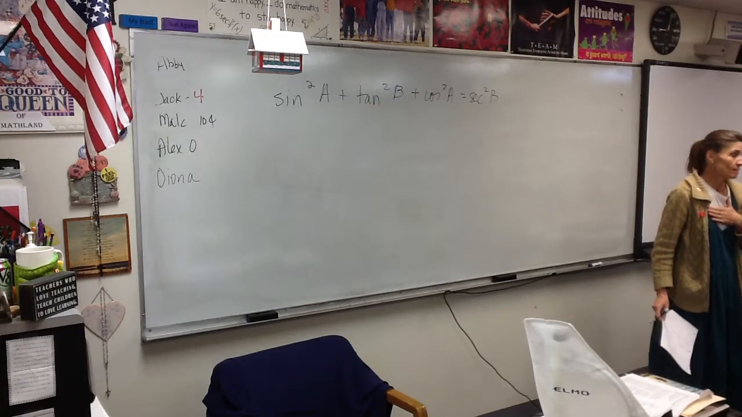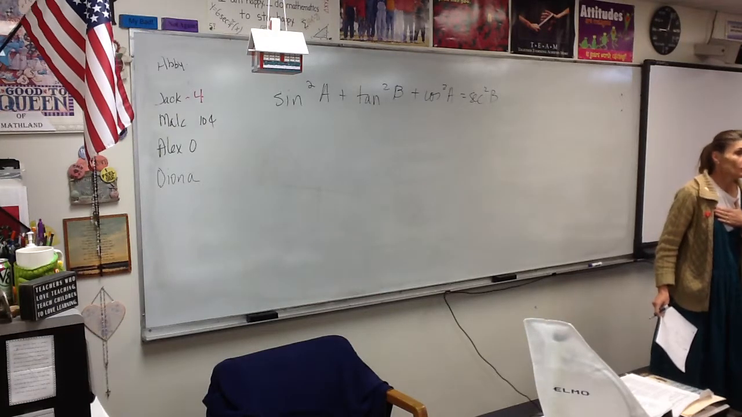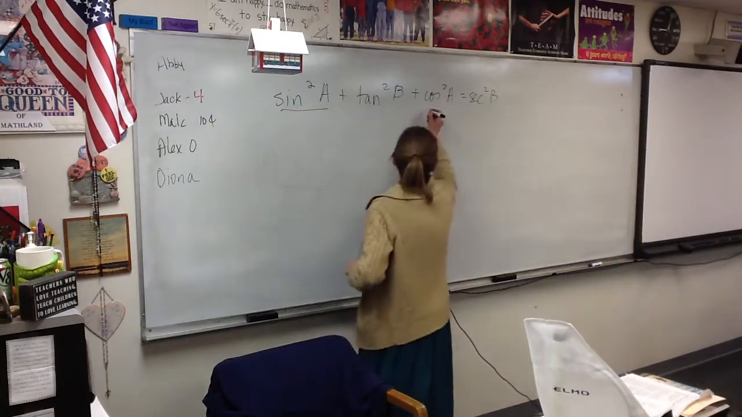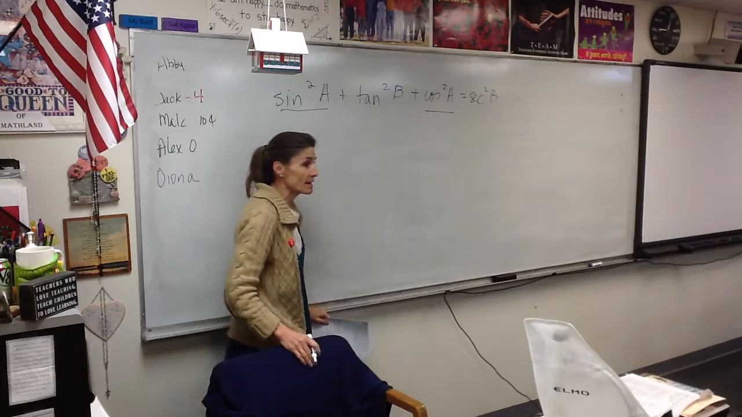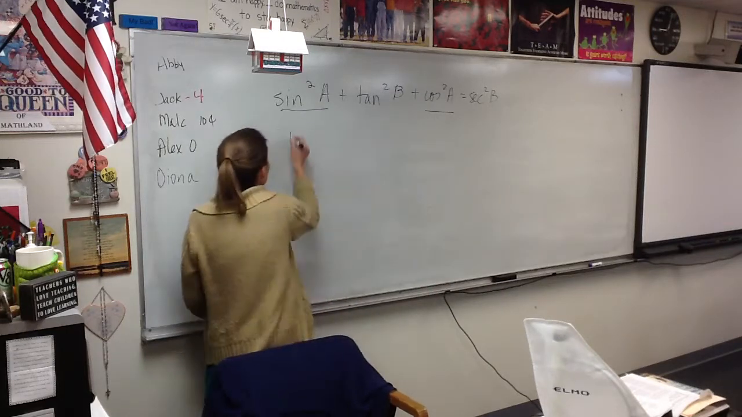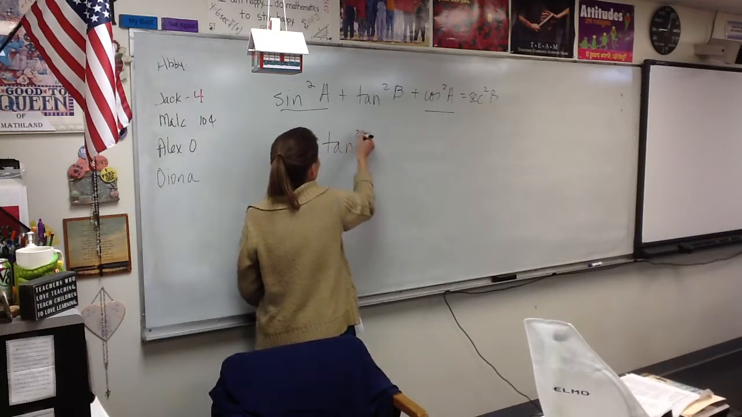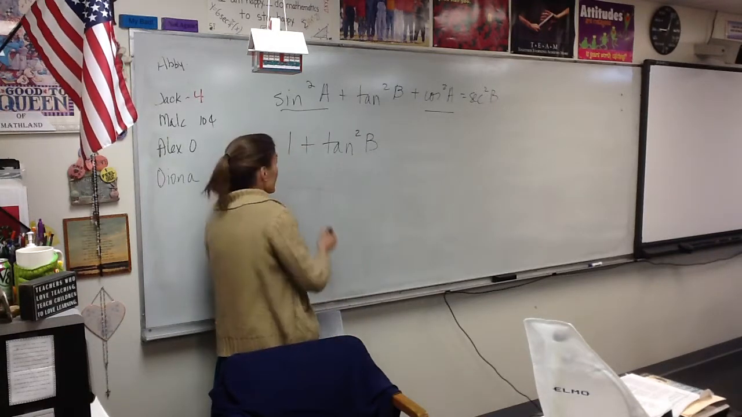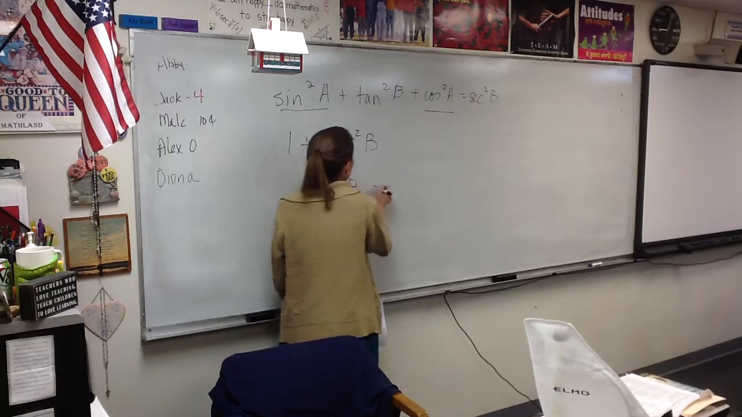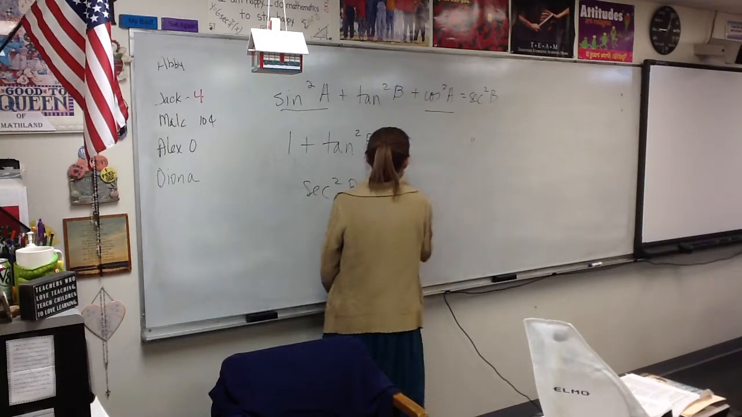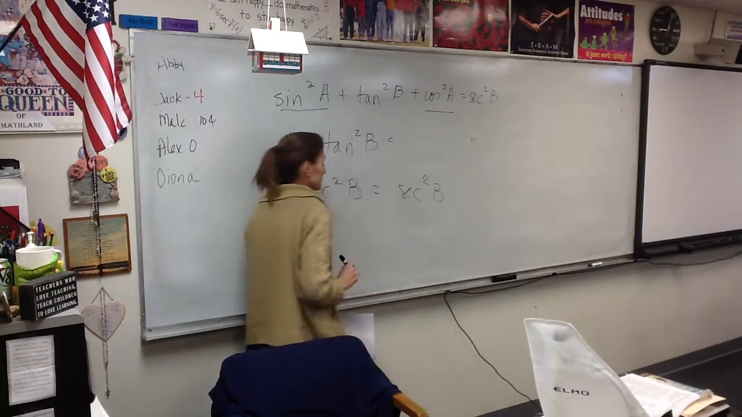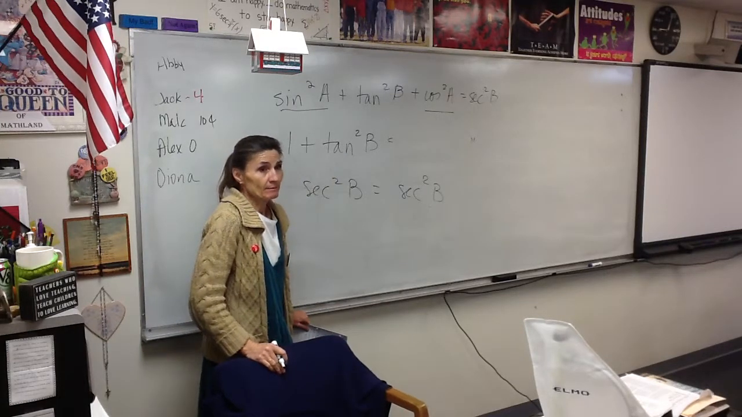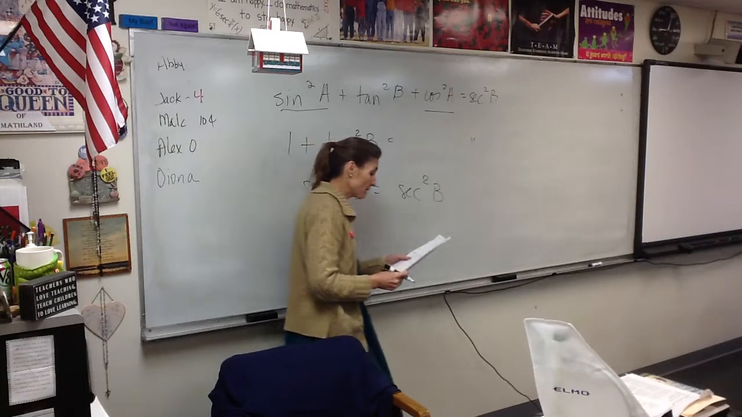What do you see? Oh, it's one. There's a one in there. You see a sine squared and a cosine squared. And what does that make? One. So now we have one plus tangent squared. Well, that's secant squared. So you did what you were supposed to do. You showed that both sides can boil down to secant squared. That's easy.